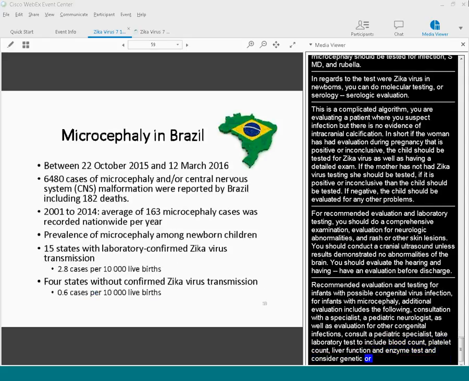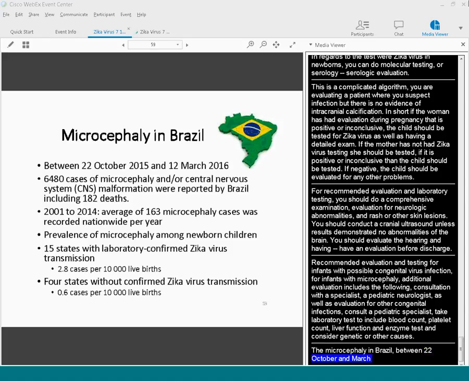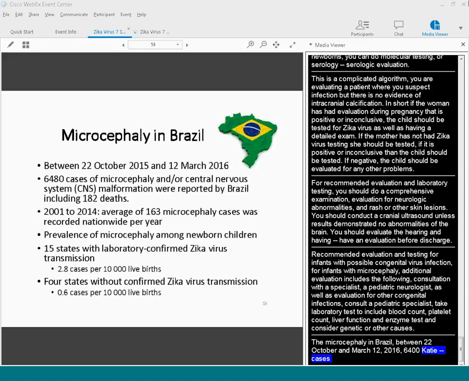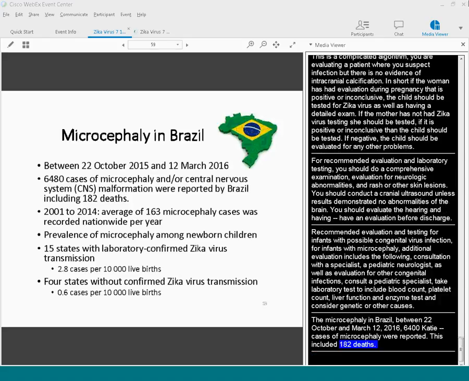Now, the sentinel event that brought this to our attention was the microcephaly outbreak in Brazil. Between the 22nd of October of 2015 and the 12th of March of 2016, 6,480 cases of microcephaly or CNS malformations were reported in Brazil. This included, unfortunately, 182 deaths. To put this in perspective, from 2001 to 2014, Brazil averaged 163 microcephaly cases a year.